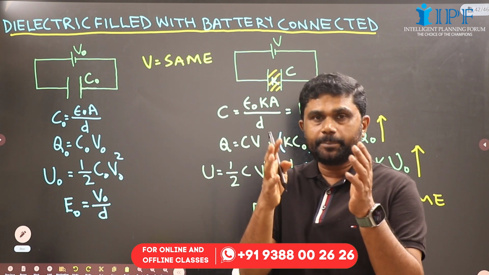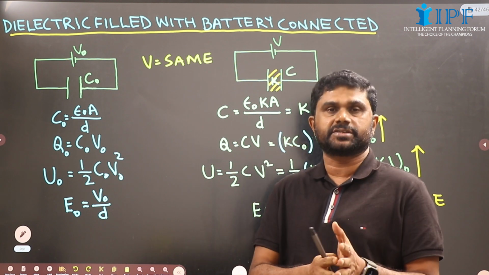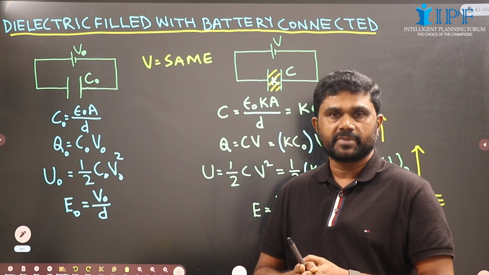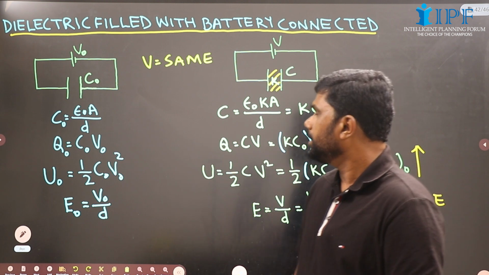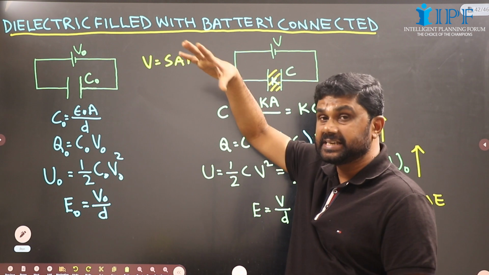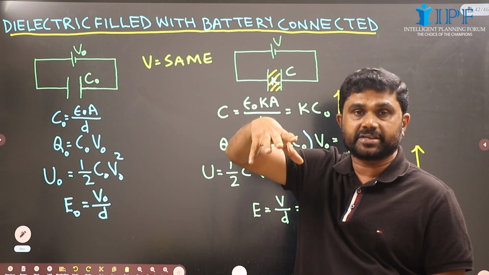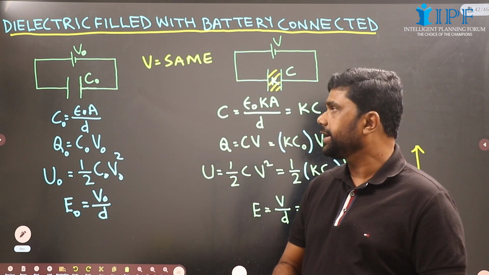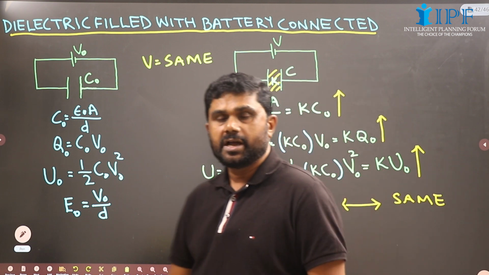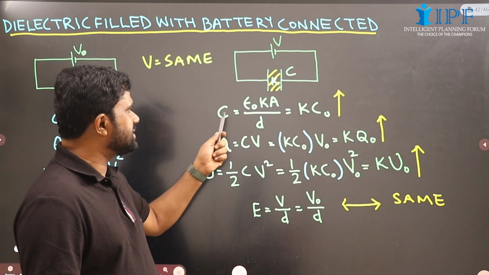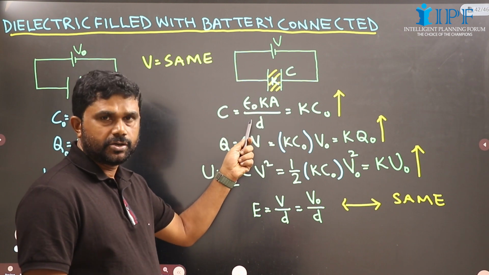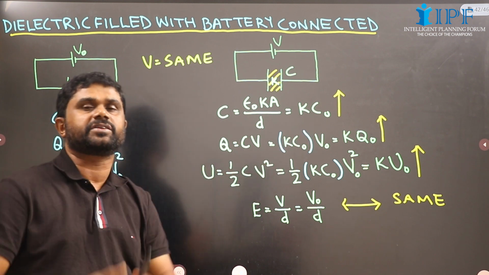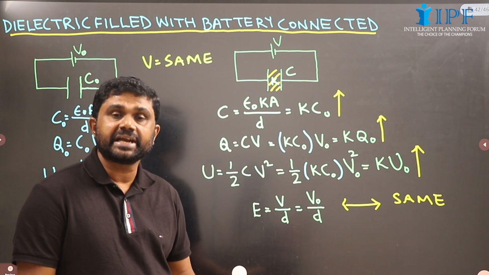Now, keeping the cell connected to the capacitor, suppose the space between the plates is filled with a dielectric slab. The dielectric constant, say it is K. As the cell is kept connected to the capacitor, the voltage across the capacitor will remain constant. So V remains same, and as the space is filled with the dielectric, the capacitance will become epsilon 0 K A by D, or it is KC0, where C0 is the capacitance with the air in between the plates. So the capacitance is definitely increased.